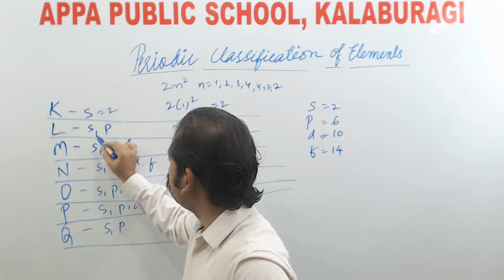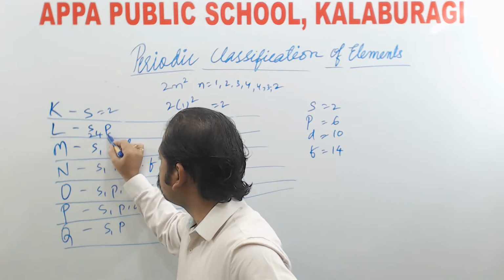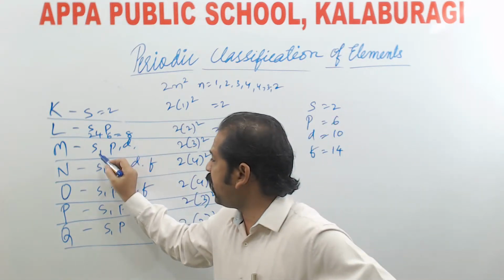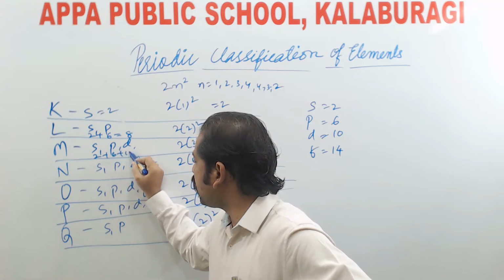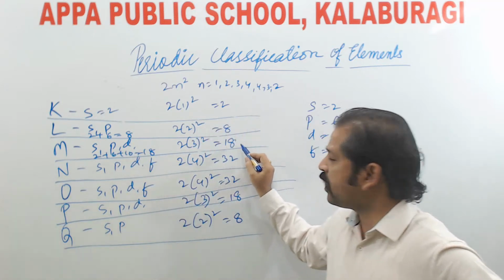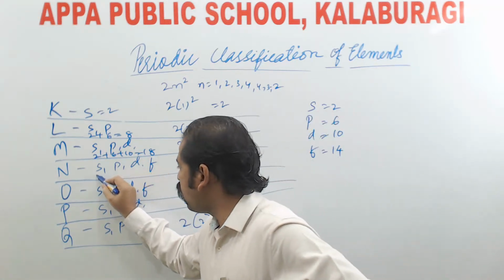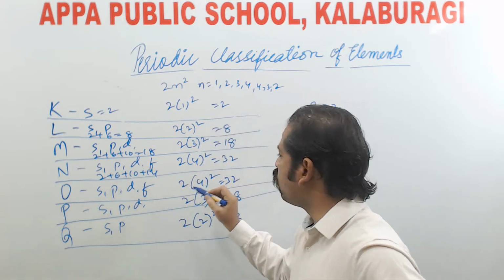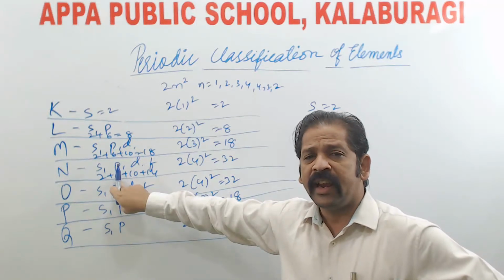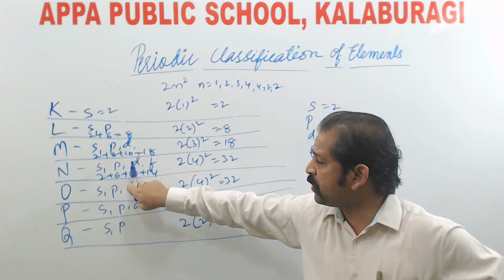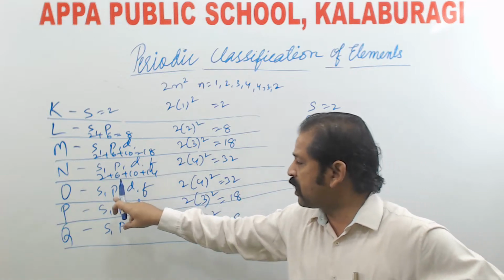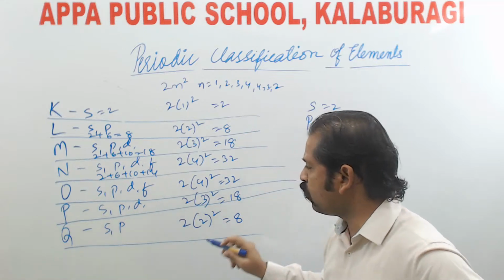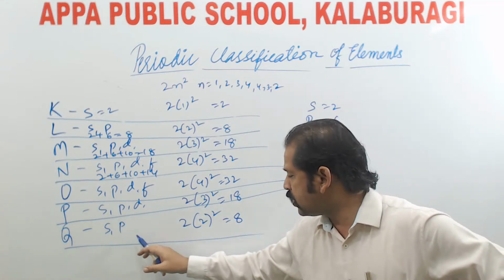Here s is 2. sp: 2 plus 6 is equal to 8. spd: 2 plus 6 plus 10 is equal to 18. spdf: 2 plus 6 plus 10 plus 14 is 32. Exactly. 2 plus 6 is 8, 8 plus 10 is 18, 18 plus 14 is 32. The same continues. 2, 6, 10, 14, 32. 2, 6, 10, 18. 2, 6, 8 is there.